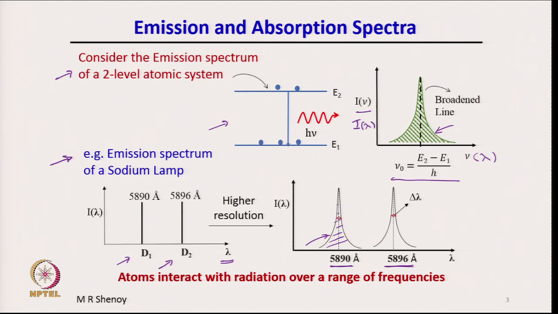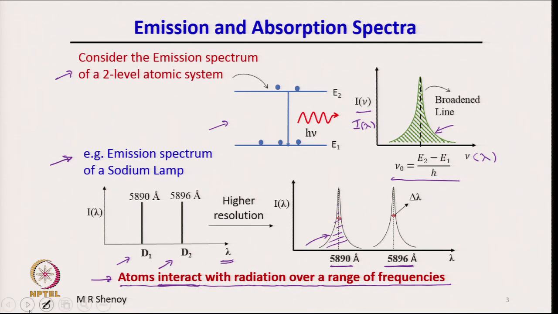The point I am making is, if you observe a spectral line of emission from any atomic system, it shows emission over a finite range of wavelengths, and therefore, we conclude that atoms interact with radiation over a range of frequencies. Interact here refers to either emission or absorption.